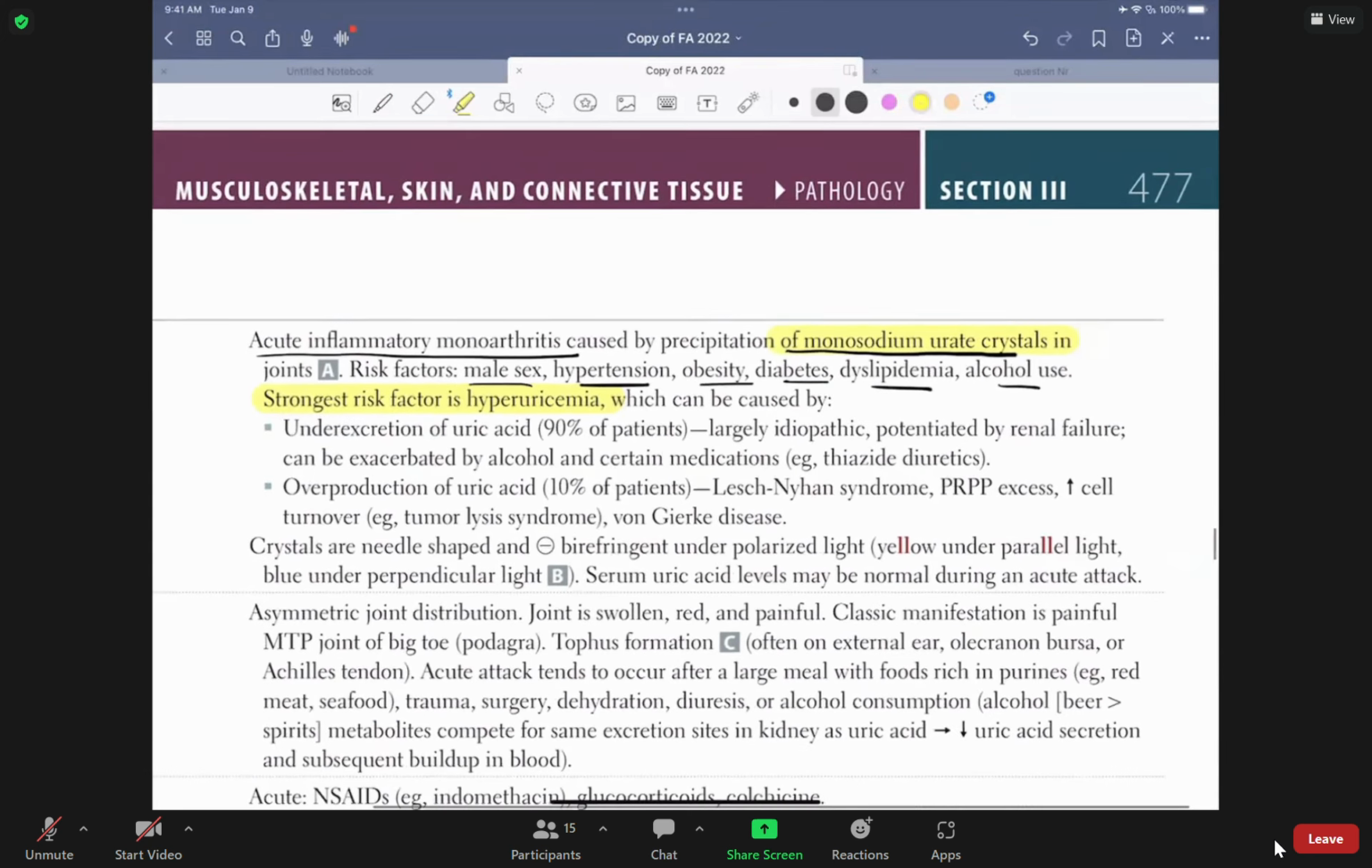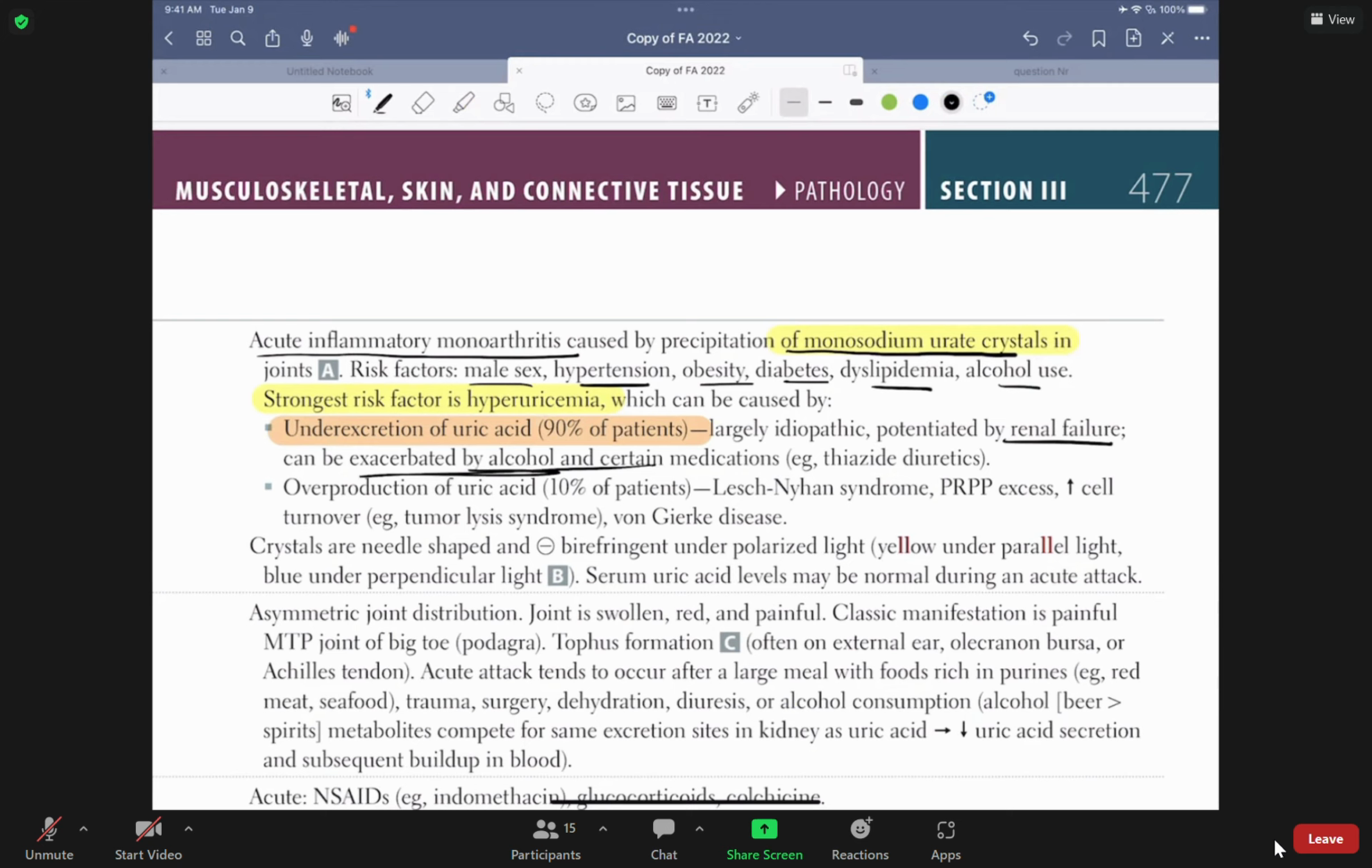Now, there are two ways you could get high uric acid: overproduction or under excretion. Under excretion is the main one. 90% of the time people have hyperuricemia because they are not excreting, folks, okay? Probably renal failure or alcohol exacerbation, all those things can do that, folks, okay?